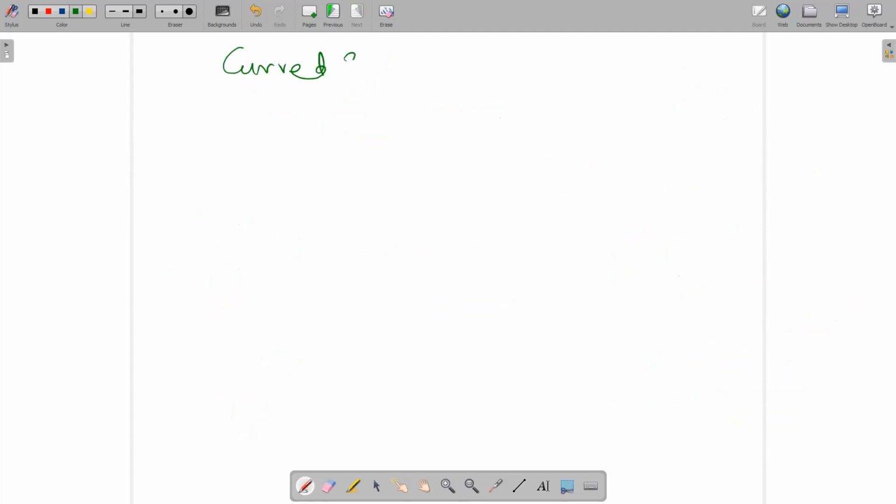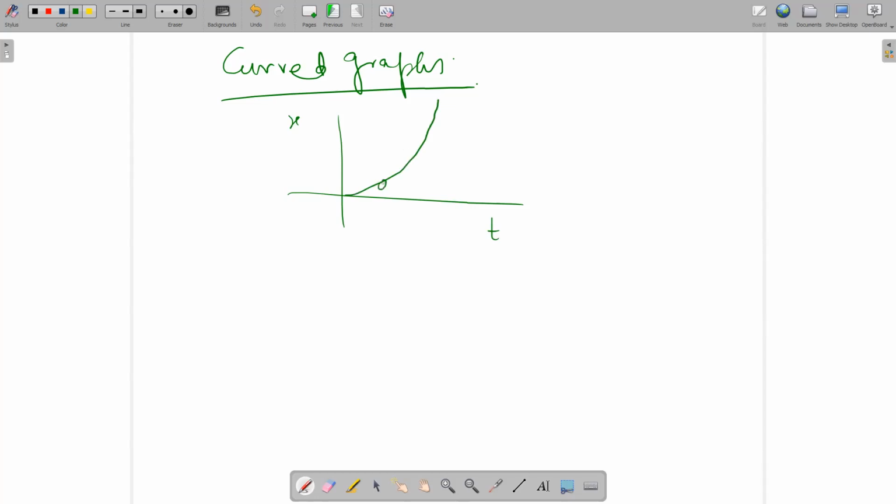Curved graphs. So in curved graphs, this is X, this is T. Already we have discussed this one. This is the graph. This is a tangent line. This is a tangent line. This is theta. First, see here: is theta less than 90 or greater than 90? It is less than 90. It is like this one.